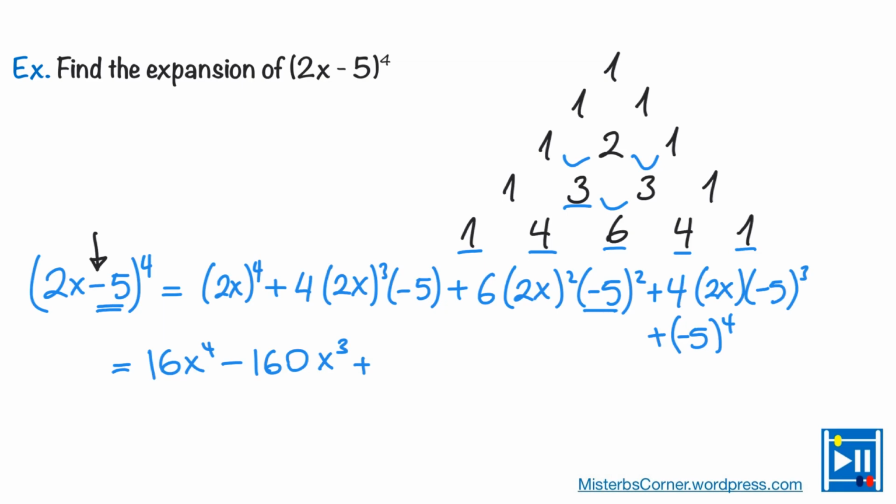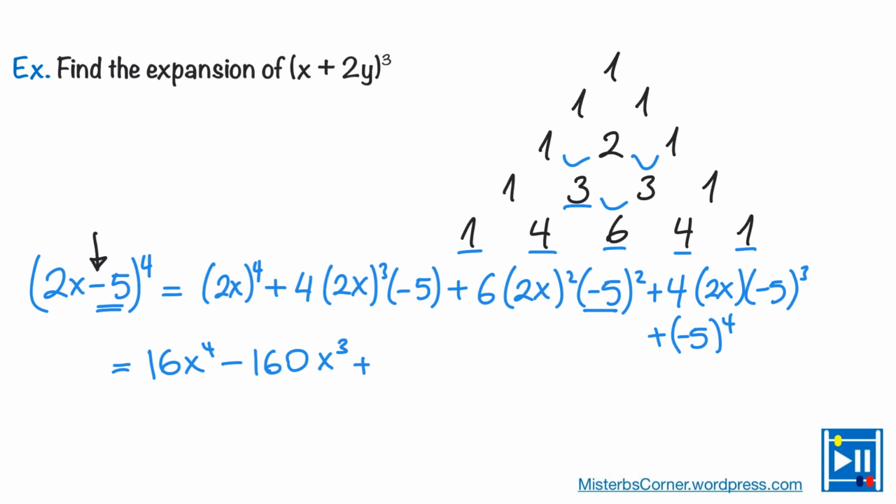So I'll go like plus. Now, 2 squared is 4. 4 times 6 is 24. 24 times 25 is 600. So it's going to be 600x squared. And then just because this is minus 5 cubed, it's going to be a minus sign here. So it's going to be 4 times 2, 8. 8 times 125, 1000. And 1000x. And then the last one will be minus 5 to the power of 4, which will be 625. So that's the expansion of 2x minus 5 to the power of 4.